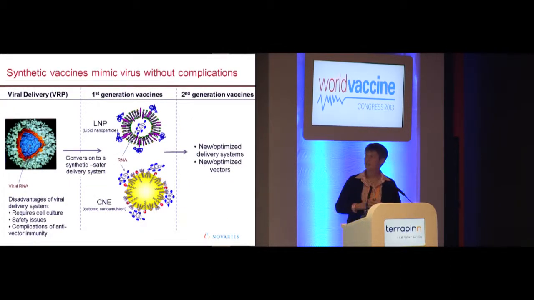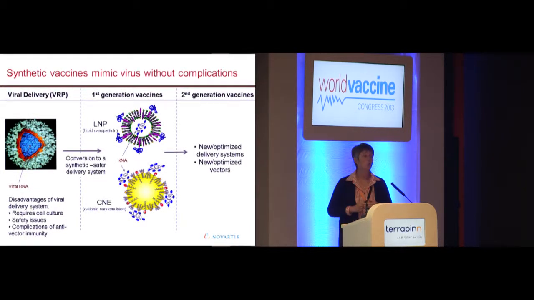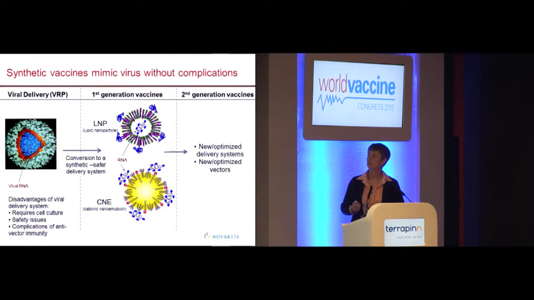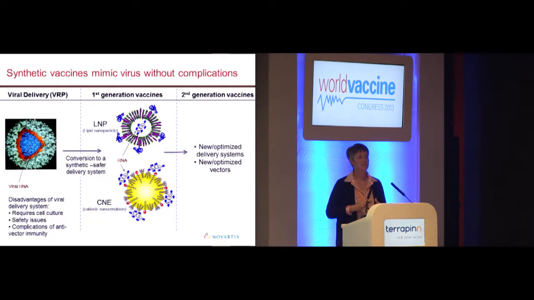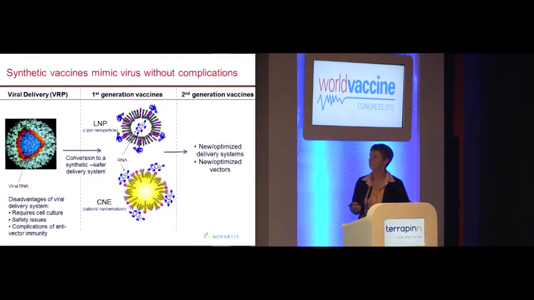How do we formulate this RNA? I mentioned this is all synthetic delivery systems, and currently in our first generation vaccines, we are testing two different approaches. One based on lipid nanoparticles, or in short, LNPs, and another one based on cationic nanoemulsion, or in short, CNEs. This is really based on the fact that we would like to take advantage of what a real viral delivery system does, but without the inconvenience.